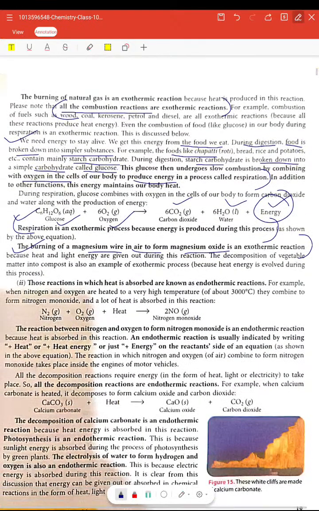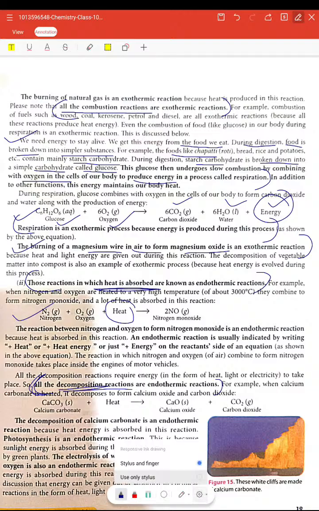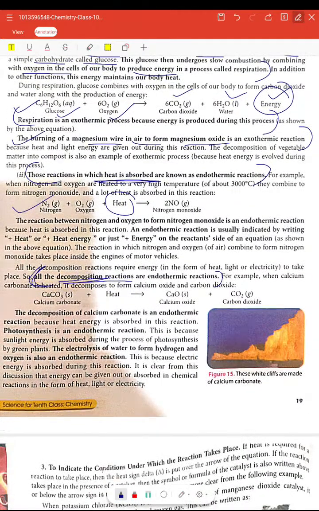Now we discuss endothermic reactions. When a lot of heat energy is absorbed, that is called an endothermic reaction. The heat energy absorbed appears on the left-hand side of the reaction. All the decomposition reactions are endothermic reactions.